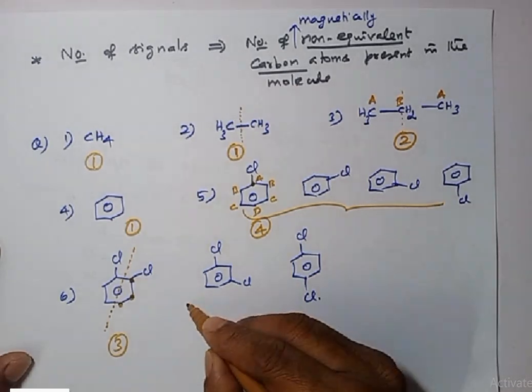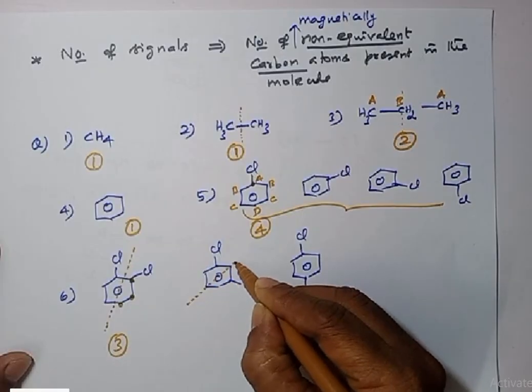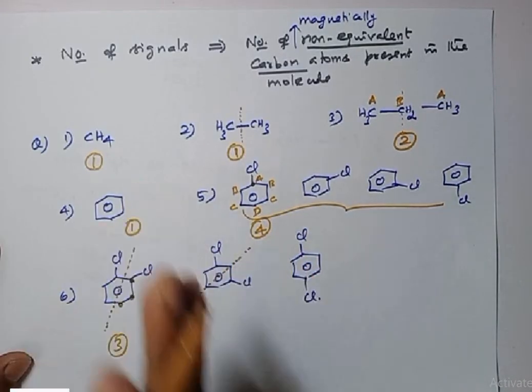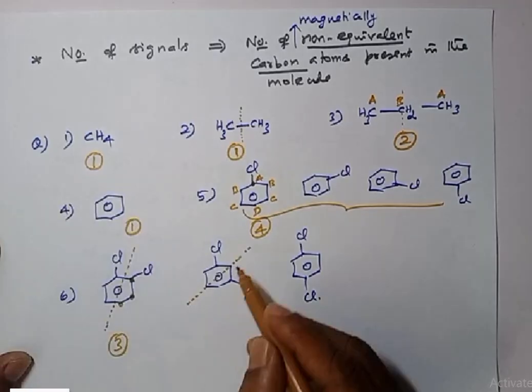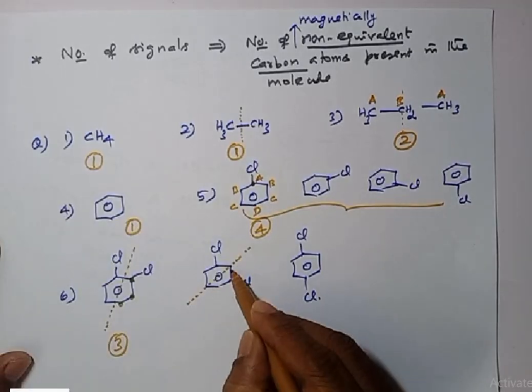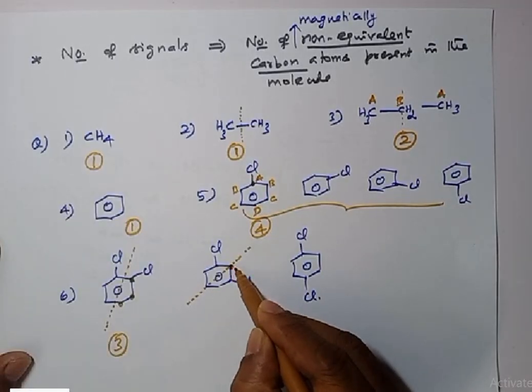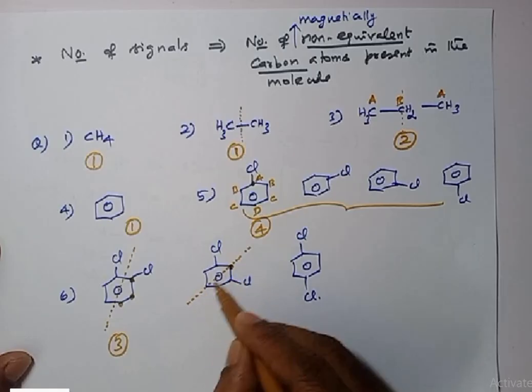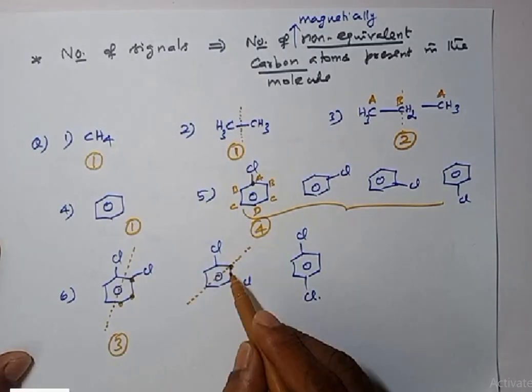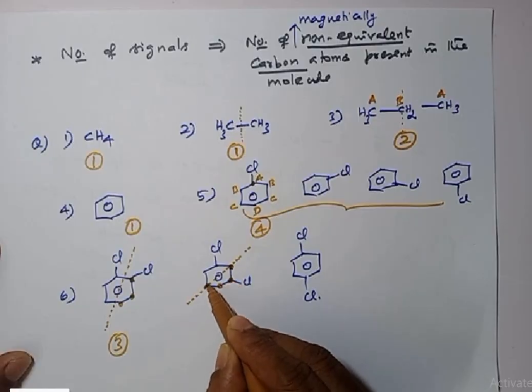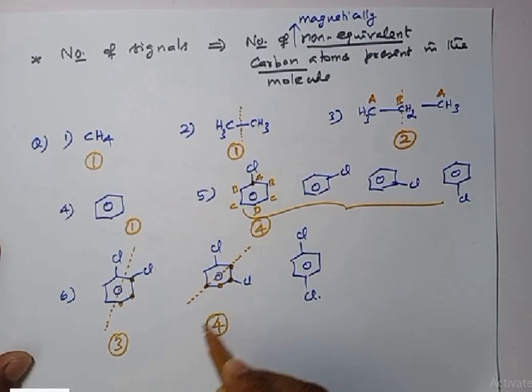What about here? If we keep a plane here, we can divide the molecule into 2 equal halves. And now listen, if I count from this direction, this is carbon 1. Even a carbon atom passing through the plane should be counted. So here I have 1 carbon, here 2, 3 and 4. Yes, we get 4 signals in the C13 NMR spectrum.